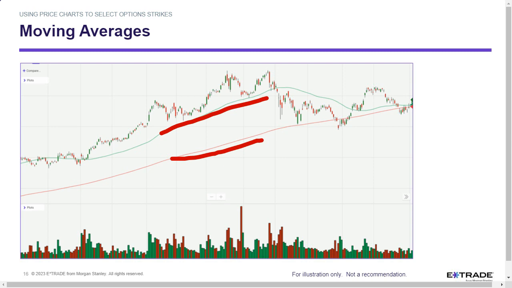Why do we use it? Because everybody uses it. And since everybody uses it, there's a lot of trading activity that tends to occur around it. So whether you like it or not, don't ignore it. So 20, 50, and 200 are some of the more common moving averages. Like I said, I like to start with 50 and 200.